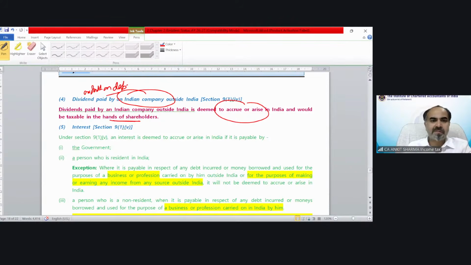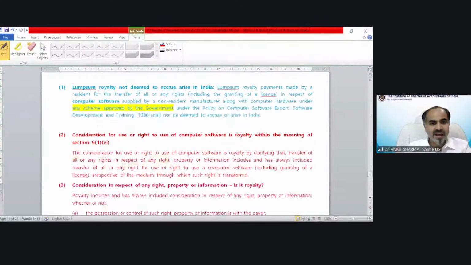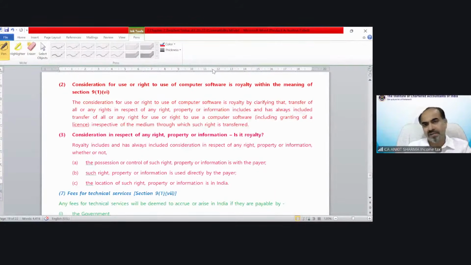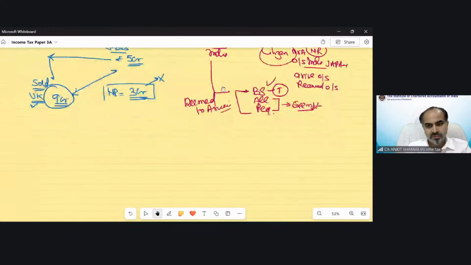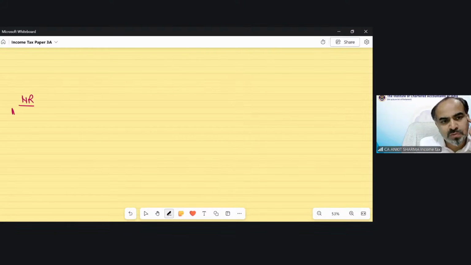Now point number 5, 6 and point number 7. All these 3 points I can make you understand with the help of a small diagram. Suppose there is a non-resident, say Mr. N. He lives in USA. He's a non-resident for our country.